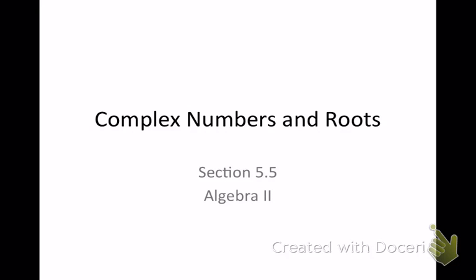Today we're going to talk about complex numbers and roots, section 5.5. So continuing on with some quadratics, we're talking about now some complex numbers and roots. So we're going to add to our number system today. Complex numbers and roots, section 5.5.